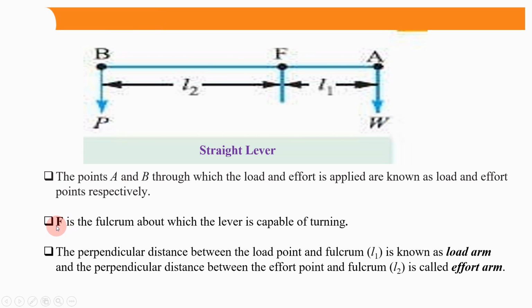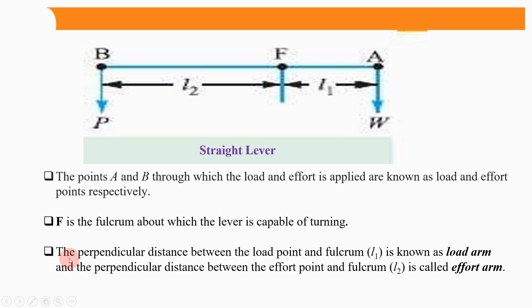Now capital F is the fulcrum about which the lever is capable of turning. As we know, the fulcrum is a fixed point about which your lever is going to turn. So where is it? Here is F, about which your lever is going to be turned. So this is the fulcrum.